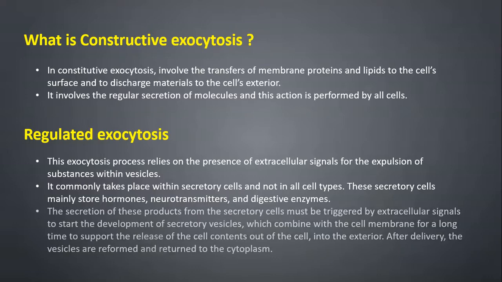The secretion of these products from the secretory cells must be triggered by extracellular signals to start the development of secretory vesicles, which combine with the cell membrane for a long time to support the release of the cell contents out of the cell into the exterior. After delivery, the vesicles are reformed and returned to the cytoplasm.